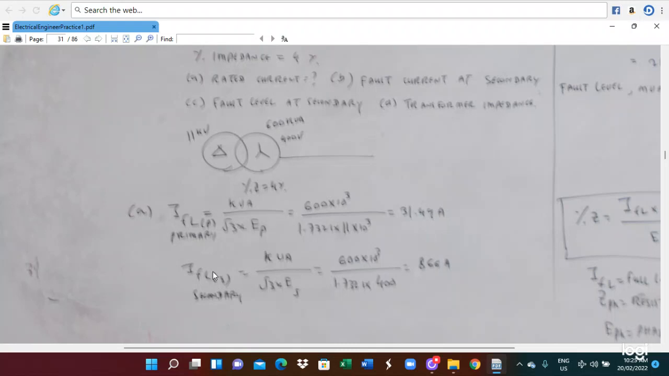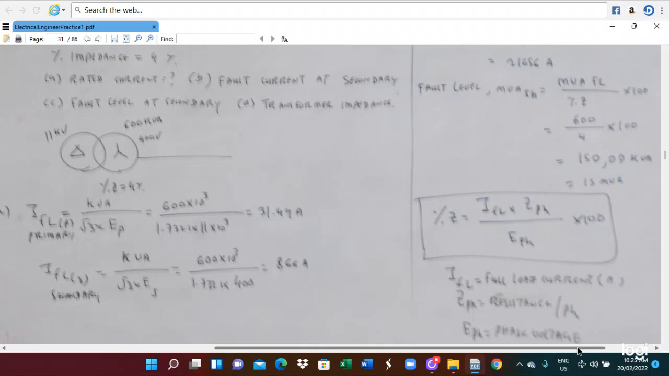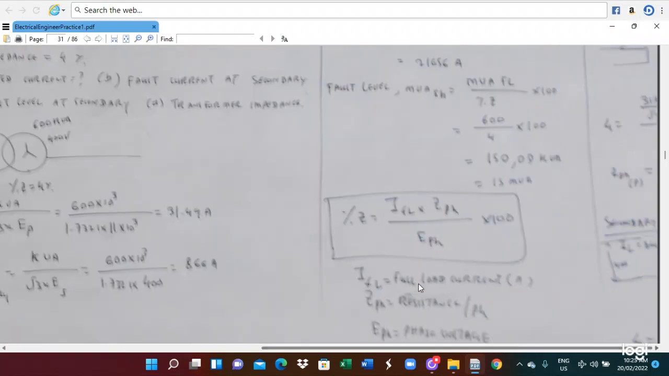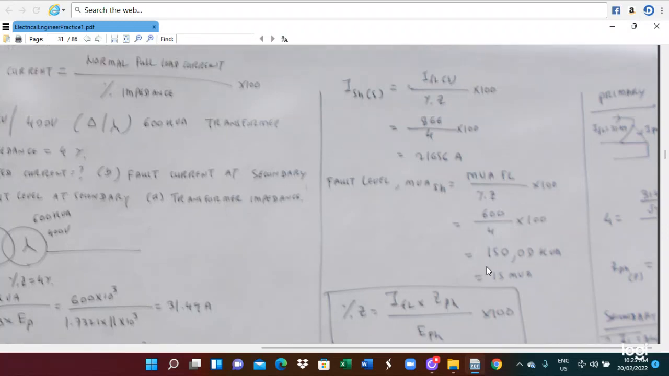We also have to calculate the secondary current. Secondary current: kVA is 600 kVA, 600 multiplied by 10 power 3, root 3 is 1.732, and secondary voltage is 400 volt. So divided by 400, you get 866 amps. Therefore the primary current is 31.49 and the secondary current is 866 amps.